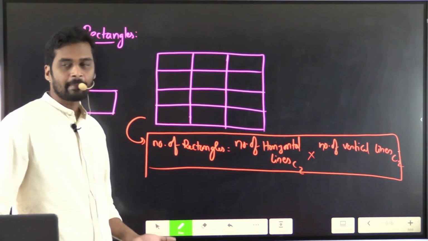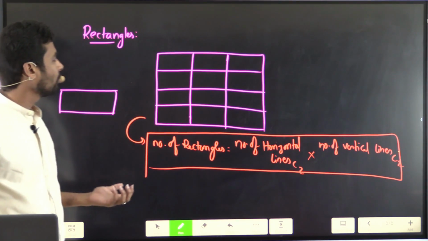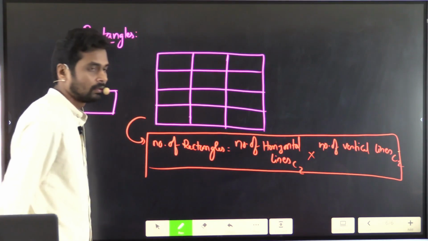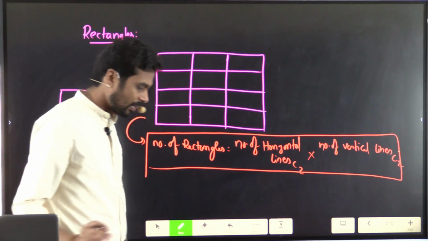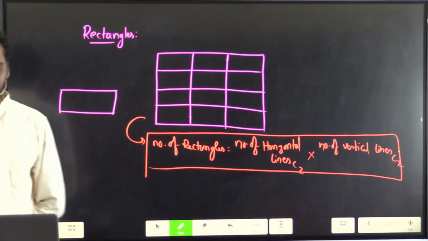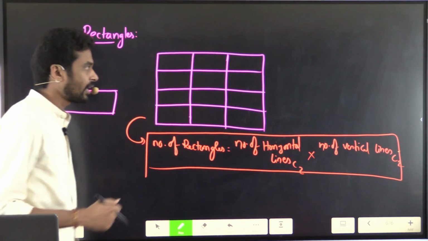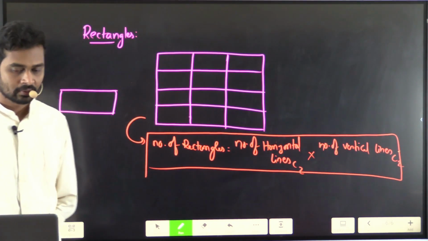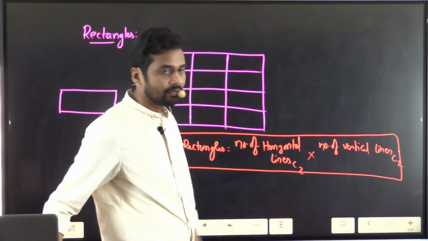This simple logic we apply to find out the number of rectangles. Even if you want to find out the number of parallelograms, we still apply the same thing. Please remember, this is a very simple thing but a very important one. It was asked multiple times in the previous year papers. So to find out the number of rectangles in a geometrical figure, it is number of horizontal lines C2 into number of vertical lines C2.